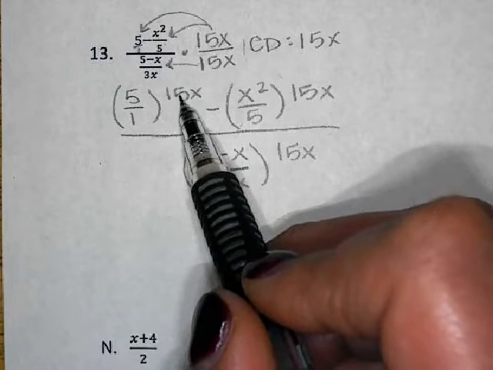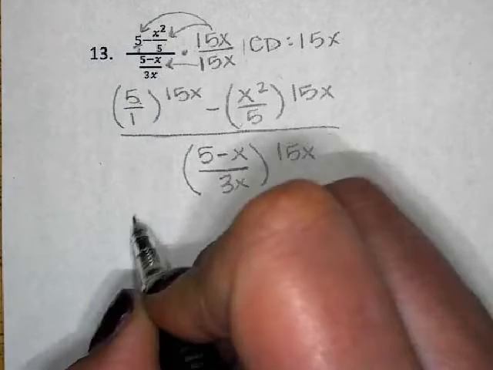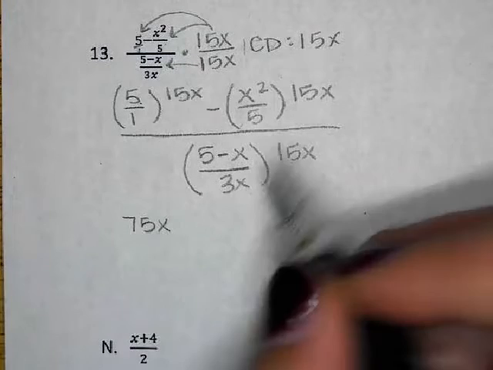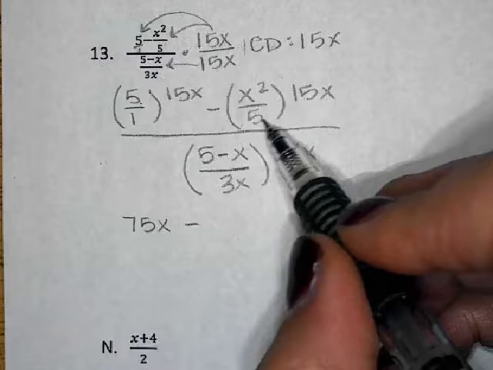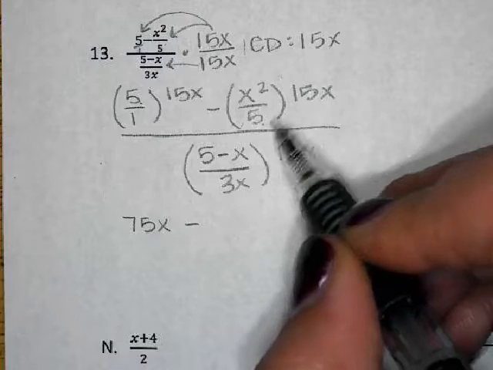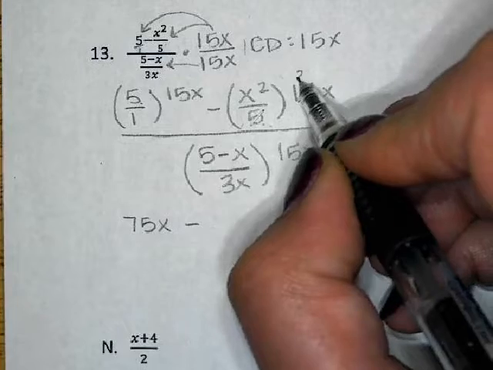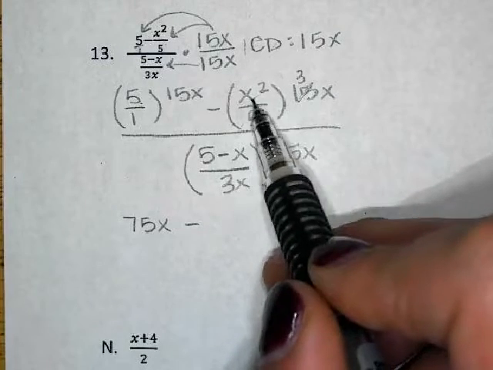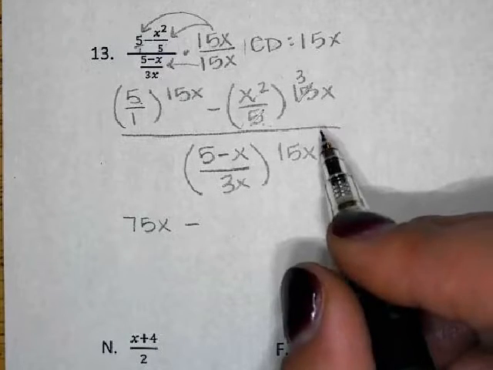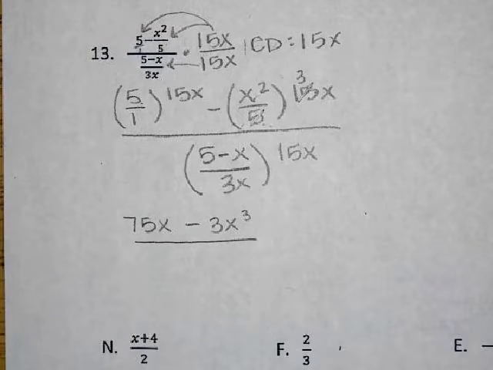So, does anyone know what 15 times 5 is? 75? Okay, so we got 75x. All right, minus. Over here we have divided by 5 and multiplied by 15. So if we reduce those, what happens? Yeah, we got 3. So take 5 out here, take 5 out here, that becomes a 3. So I have an x squared being multiplied by a 3x. X squared multiplied by a 3x. 3x cubed. Okay? So that's all I have left over on the top.